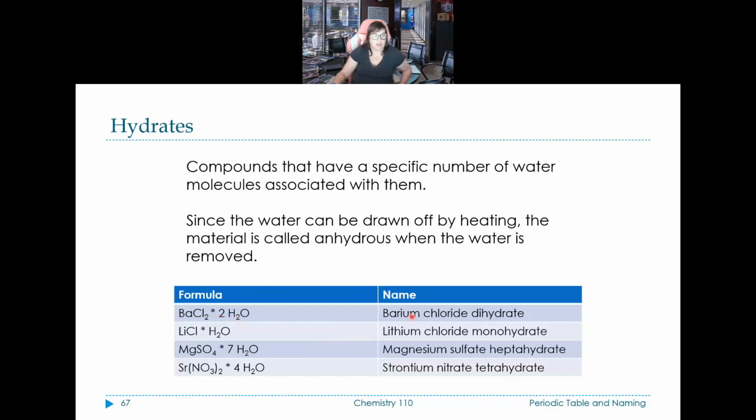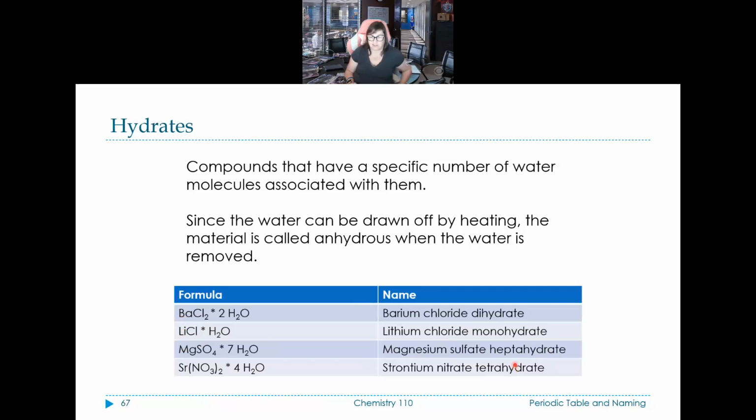So BaCl2·2H2O is barium chloride dihydrate. LiCl·H2O is lithium chloride monohydrate. So the same rules apply to how many hydrates there are. We're going to name the compound first, and that's always based in the same rules that we have for ionic compounds, and then the number of waters that are on it. Okay, you should know what those terms mean. If I give you one of these, you should be able to give me this. And if I give you this, you should be able to give me one of these. Okay?